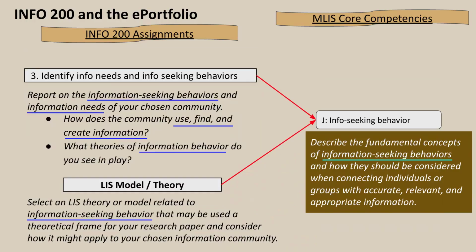Specifically, Comp J asks you to describe the fundamental concepts of information-seeking behaviors and how they should be considered when connecting individuals or groups with accurate, relevant, and appropriate information. And you can see from the assignment instructions on the left that both Blog 3 and the LIS Model Theory assignment are designed to develop your competency in this area. They therefore work great as evidence for Comp J in the ePortfolio.